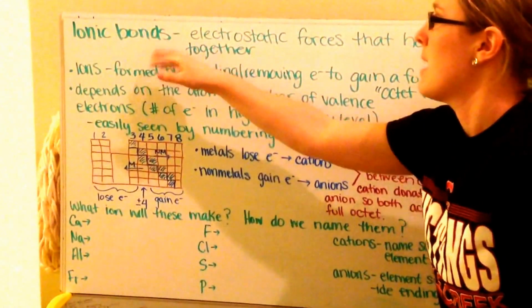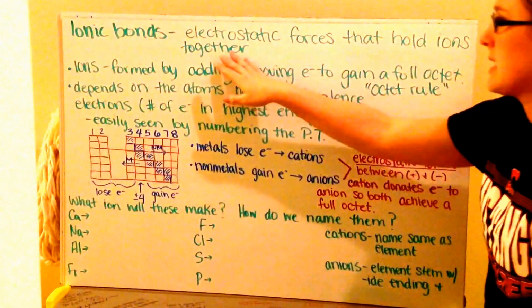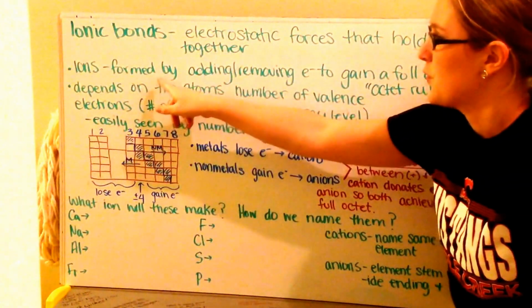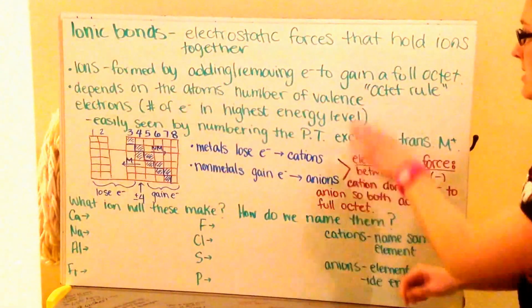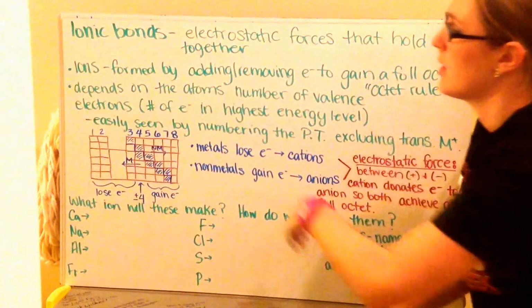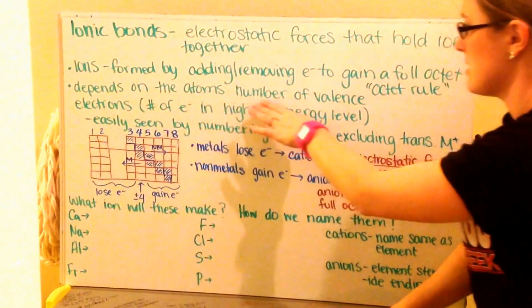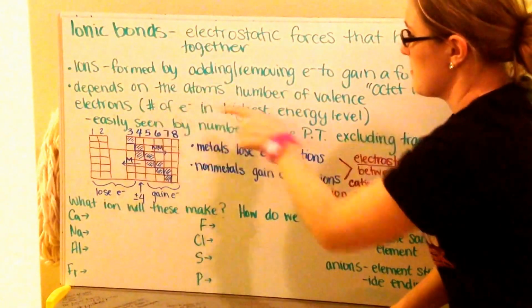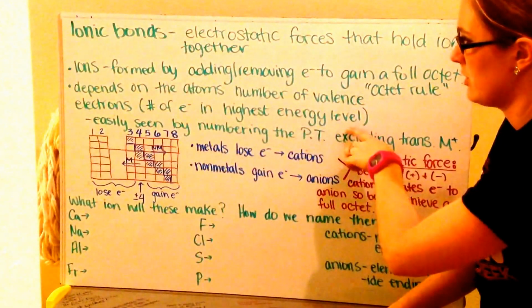An ionic bond is an electrostatic force that holds ions together. Remember that ions are formed by adding or removing an electron to gain a full octet, and this is our octet rule. This rule and ions depend on the atom's number of valence electrons. Remember that your valence electrons are the number of electrons in the highest energy level.